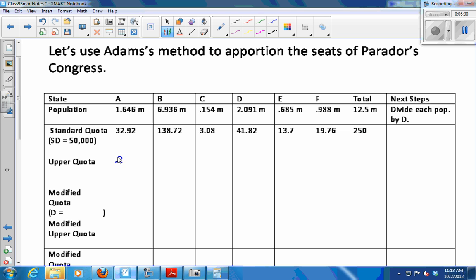So this is going to be 33, 139. That's the upper quota. 3.08 is going to round to 4, right? Even though 0.08 is small, we're rounding everything up. So this is going to be 42, 14, and 20. Now when you add all those up, what do you get? 252. So that's too many, right? Too many seats in Congress. So what should I do to D? Make it bigger.